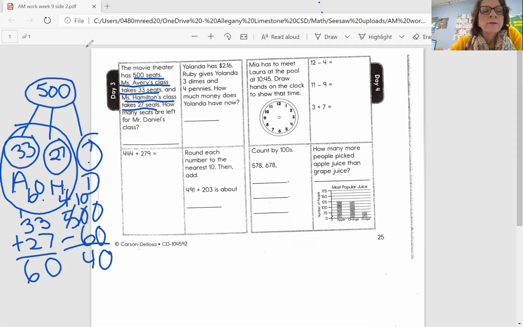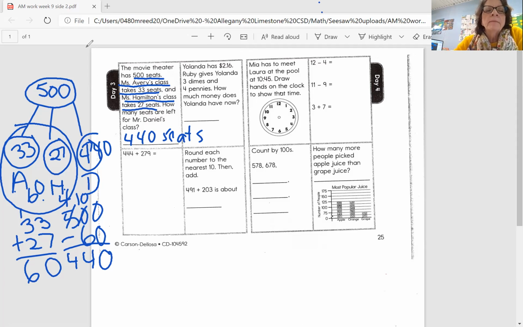And then I go back to my hundreds and finish that off. 4 minus nothing is 4. So there are 440 seats left for Mr. Daniel's class. Remember to dress up your numbers. So you want to write 440 seats. So this would be 440 right here.